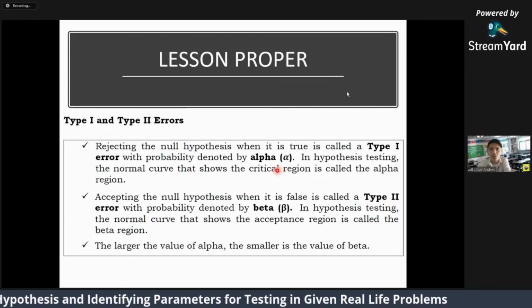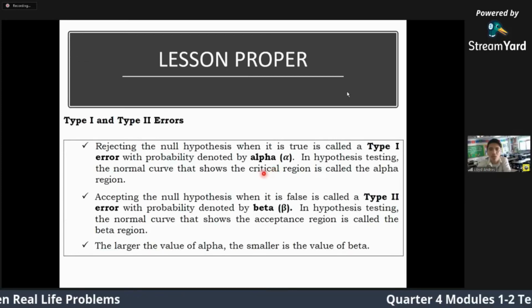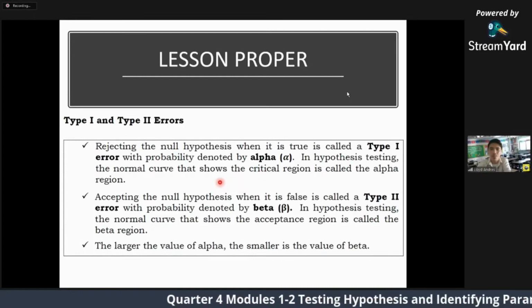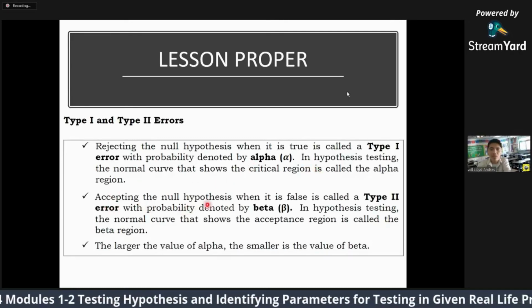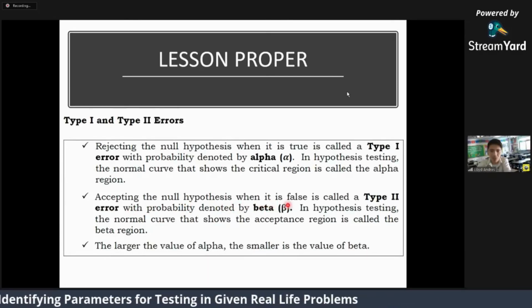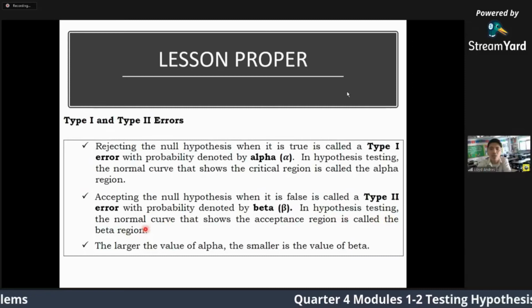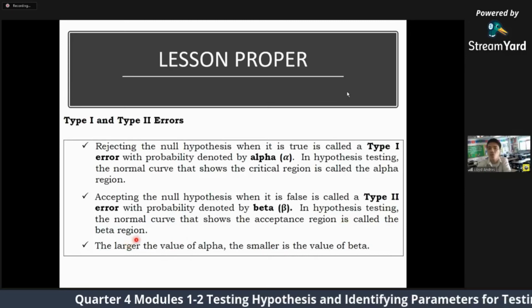So, di ba nata, let's say 5% ang alpha nimo, naka 5% chance na makakommit og type 1 error. Again, unsa tong type 1 error? Pag i-reject nimo si null hypothesis, where in fact it is true. That's type 1 error. Accepting the null hypothesis where in fact it is false is called the type 2 error with probability denoted by beta. In hypothesis testing, the normal curve that shows the acceptance region is called the beta region.